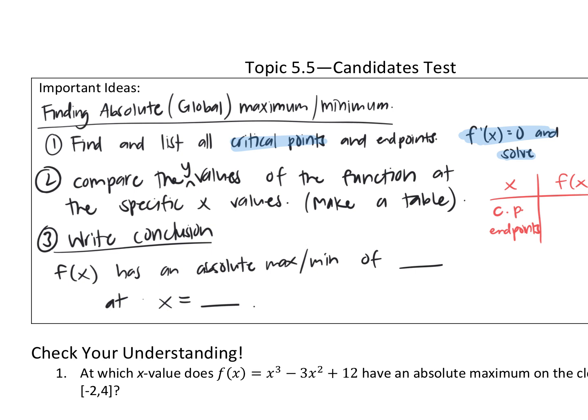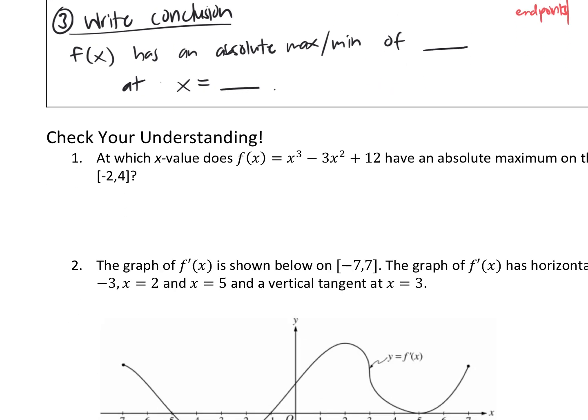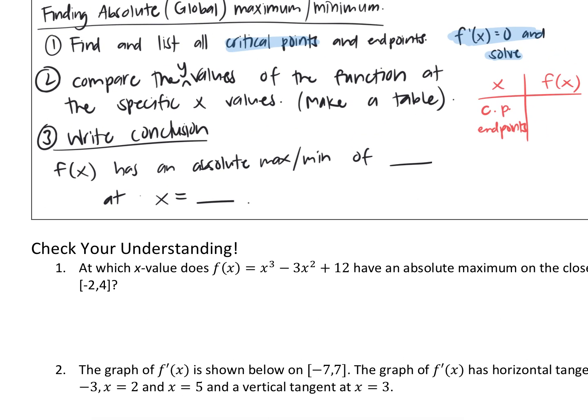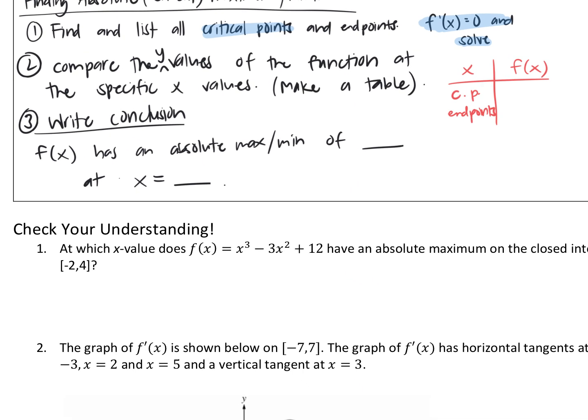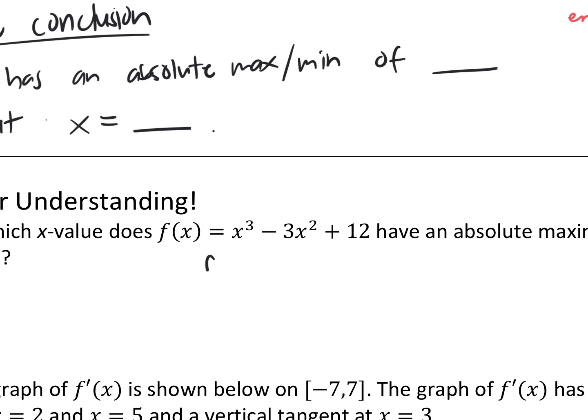So we're going to look at number 1 and number 3 down below, and then I'll let you guys get working on your homework, or at least get started on it. Okay, number 1 says, at what x value does this function have an absolute maximum on the closed interval from -2 to 4? Okay, so first thing that we got to do is we got to figure out what are my critical points. So I got to take the derivative. Take the derivative of this function, and I get 3x squared minus 6x.